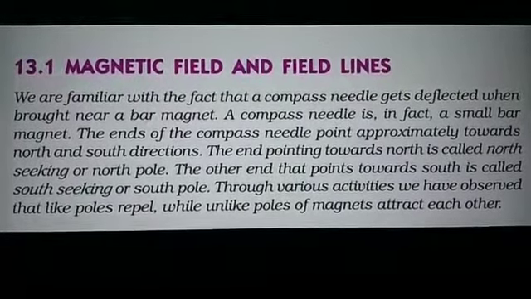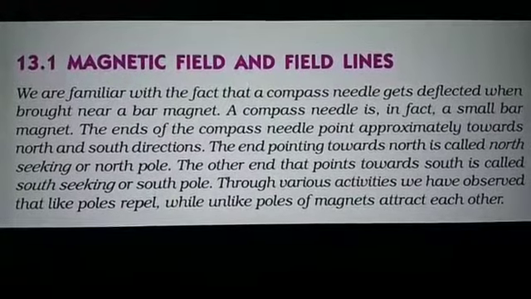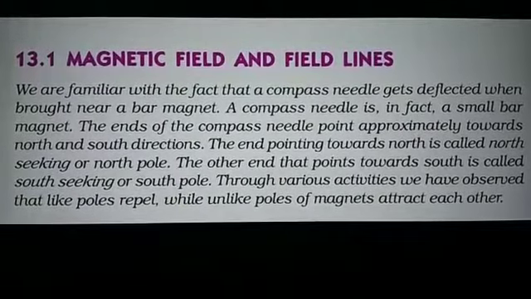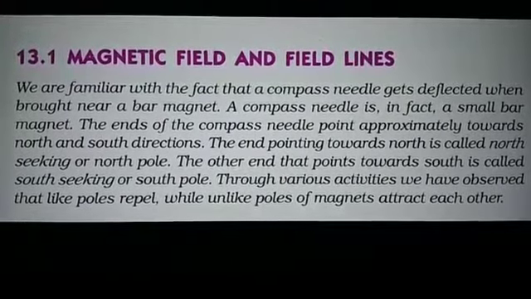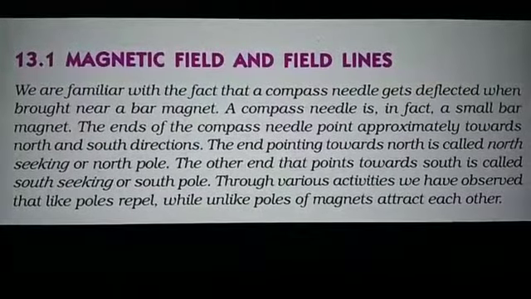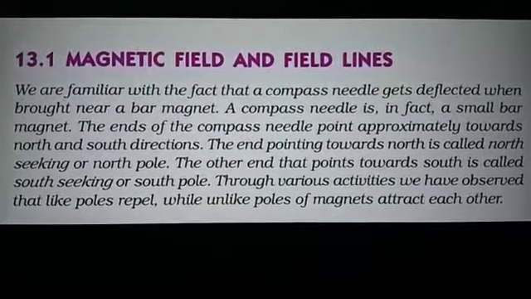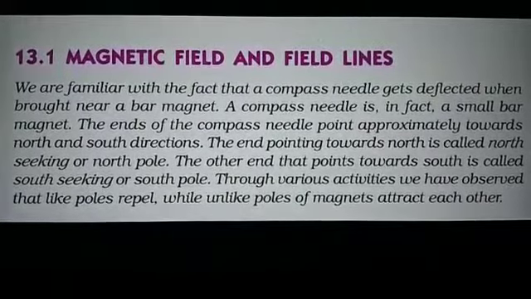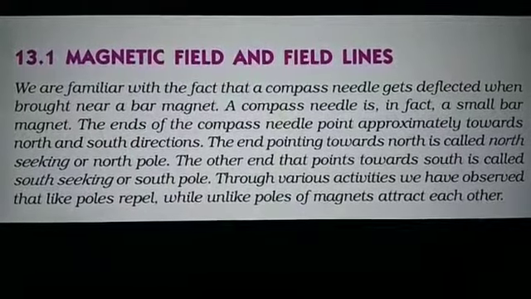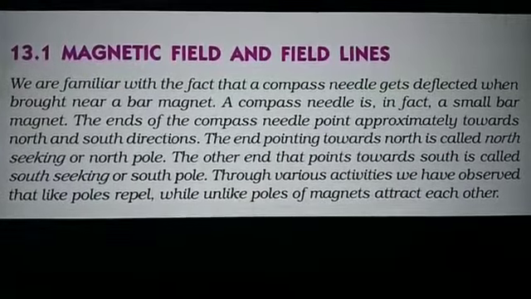So the end pointing towards north is called north seeking or north pole. The other end that points towards south is called south seeking or south pole. That means we have two poles in a magnet, one is the north pole and one is the south pole. The two ending points we can call one south seeking and one north seeking.